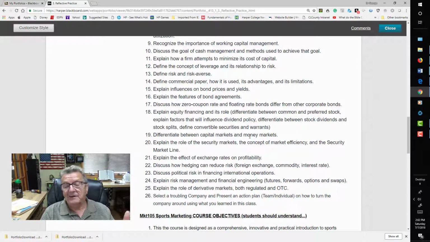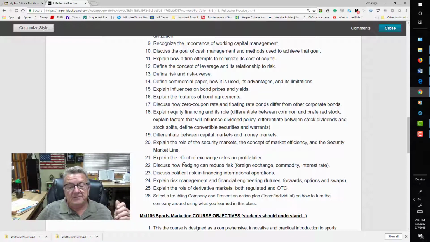Explain security markets, the concept of efficiency in security markets. Look at the New York Stock Exchange. Security markets already have the underwriters, they have a bank. There's somebody saying, hey, the assets are there. You still have the risk, but you have a little more insurance, for lack of better words.